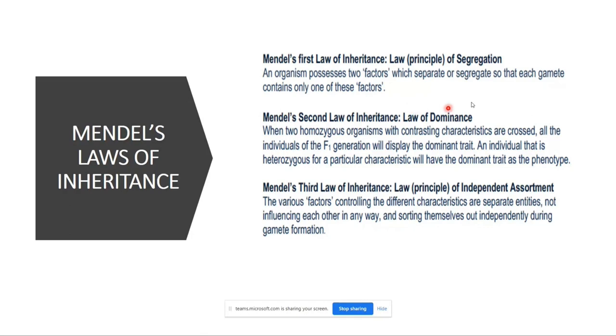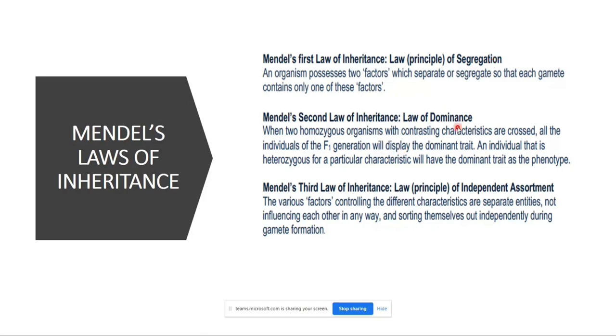So you can either say an organism possesses two alleles, or because Mendel didn't know at that stage what these factors were, you can also refer to it as the factors. That is Mendel's law of segregation. So when you form gametes, Mendel says, what happens? The two alleles separate and each gamete will have a different allele.